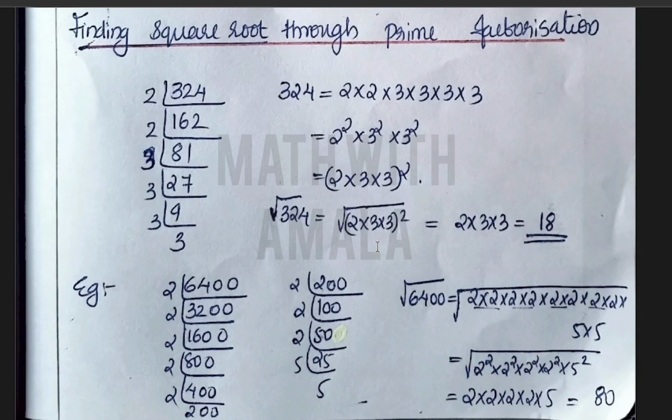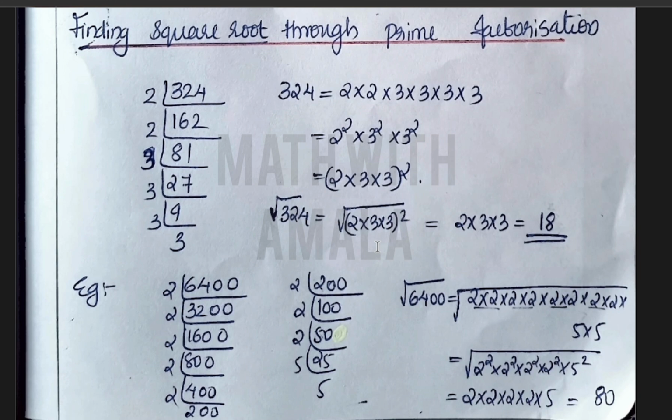The last topic, finding square root through prime factorization. Let's take a number 324 and you can do the prime factorization by taking the least possible prime from it. Then 2 is the least possible prime. Then you can take 2, then you will get 162, then 2 again, 81, 3, 27, 3, 9, 3, 3. So the answer is 2 into 2 into 3 into 3 into 3 into 3. Like 2 is multiplied 2 times, that is 2 square. 3 is multiplied 4 times, that is 3 square into 3 square, that is 2 into 3 into 3, the whole square.